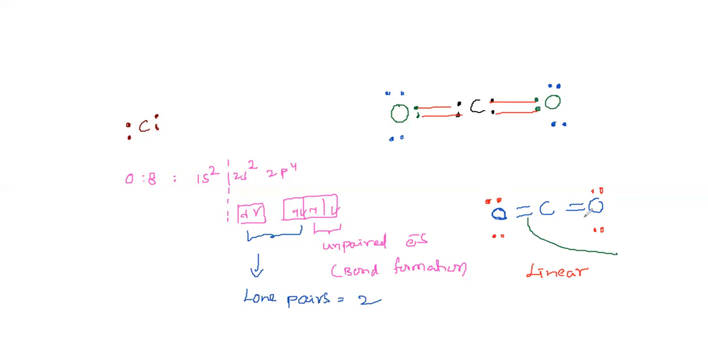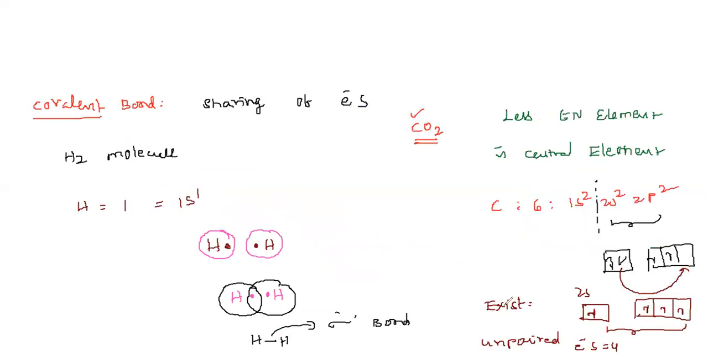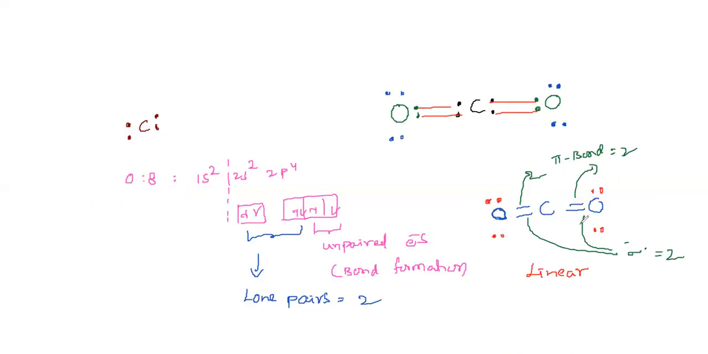The bottom ones are always the sigma bonds. Sigma bonds are two. The ones above are always the pi bonds. Pi bonds are two. If only one single bond is there, that is a sigma bond. If multiple bonds are there, one is a sigma, and all the remaining are pi bonds. This is how we have to find out how the covalent bond is formed, how it is generated.